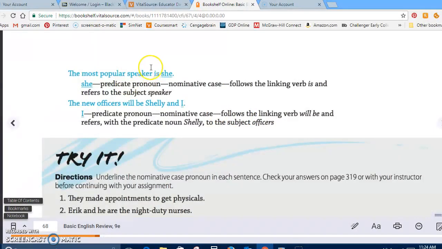Here's another example. The most popular speaker was she. The most popular speaker is the subject. Was she is the verb and predicate. She is your predicate pronoun. It follows a form of be, am, is, are, was, and were. So was is your form of be.